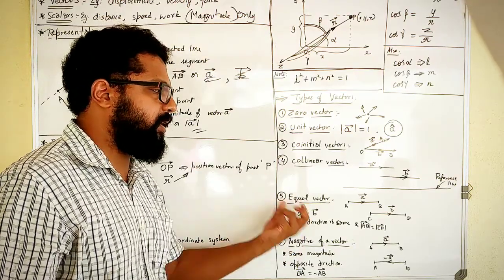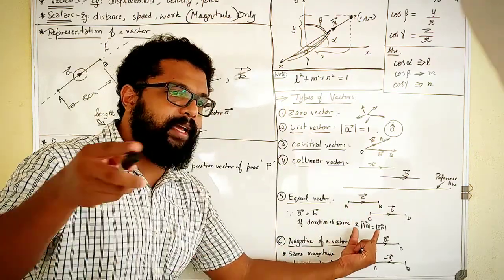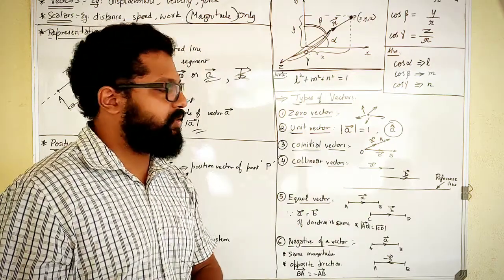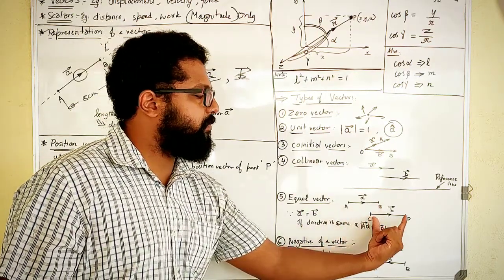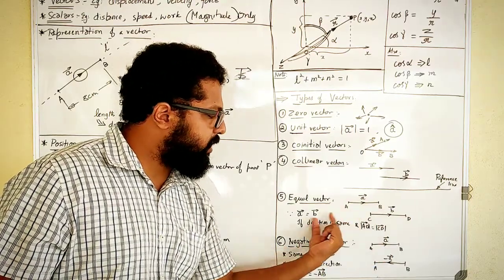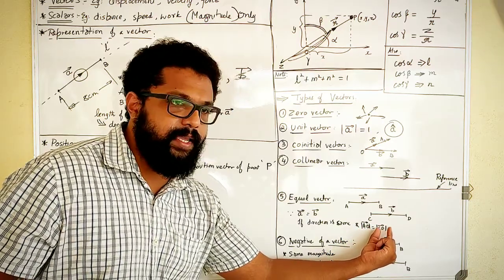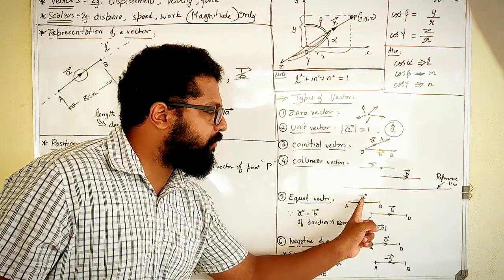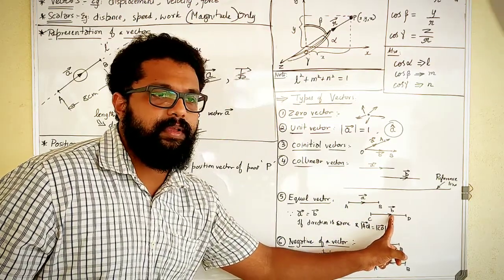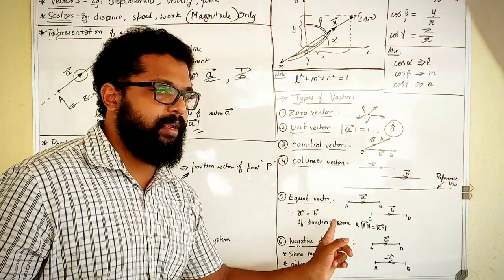Again, the name is very clear: if two vectors have the same magnitude and the same direction, such vectors are called equal vectors. You can see here I have written vector AB and vector CD. AB is equal to CD, that is, the magnitude of AB and the magnitude of CD is the same, and also the direction of A to B is the same. Therefore I can call these two vectors equal vectors.